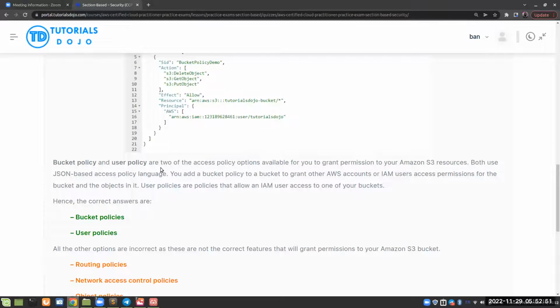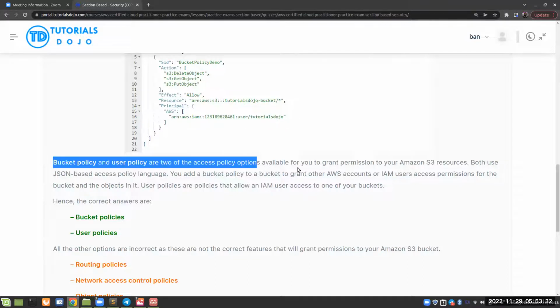Bucket policy and user policy are two of the access policies available for you to grant permission to Amazon S3 resources. Both use JSON-based access policy language. You add a bucket policy to a bucket to grant other AWS accounts or IAM users access permissions for buckets and the objects in it. User policies are policies that allow an IAM user to access one of the buckets. So you always use a user policy. Remember, a policy always determines what a user can access in a particular AWS resource. So you always need it, right?